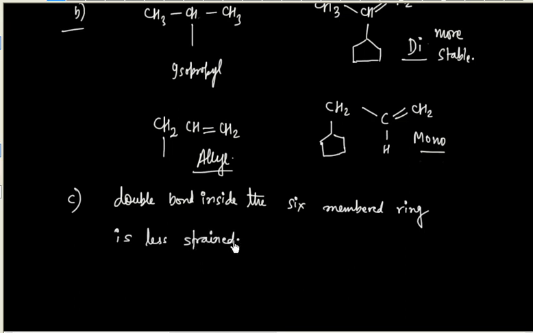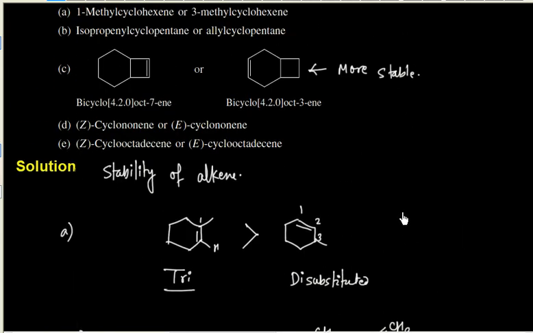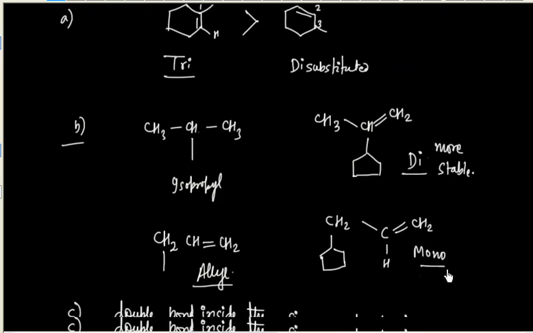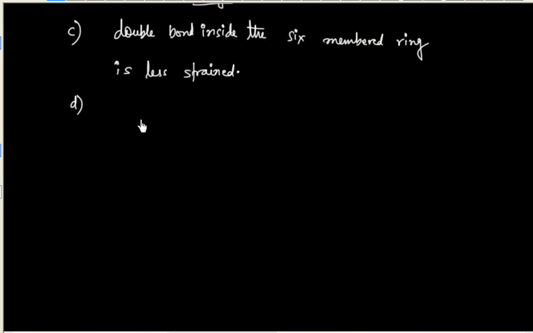So if it's less strain, you will have more stability. Now part D says you have Z-cyclononene and E-cyclononene, so 9 carbon. So you have a cyclo group with 9 carbons. So it's easy to draw this one. So let us try this one.